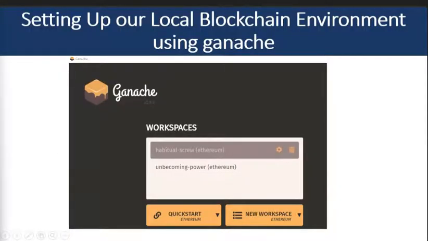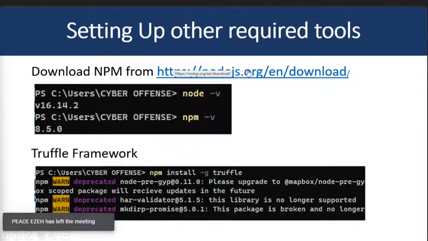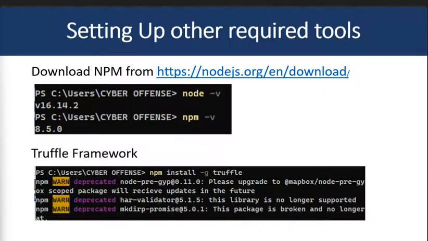The next thing we need to do is to install npm. You can install npm by going to the site on the slide. npm is a package that comes with Node.js, which means that before you can use npm, you have to install Node.js. Immediately you install Node.js, you have npm. You can run node -v to check the version of your node and npm -v to check the version of your npm.